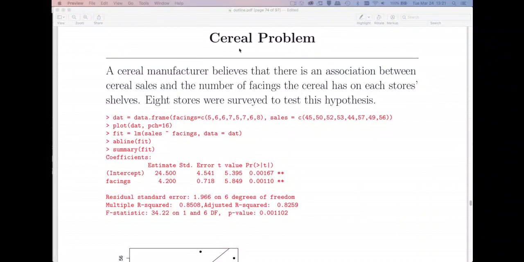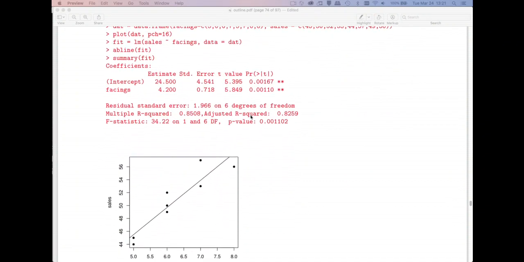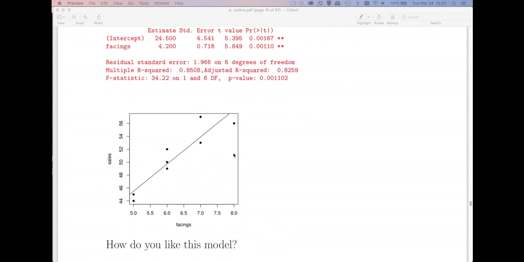This is my solution to the cereal problem. So we had 8 stores, only 8 stores, and I stole this from another textbook, to be honest with you. I almost think that this is real data, though. The 8 points are shown in the scatter plot below, and I fitted a linear regression, which is what this other textbook asked us to do. And I asked you, how do you like the model?